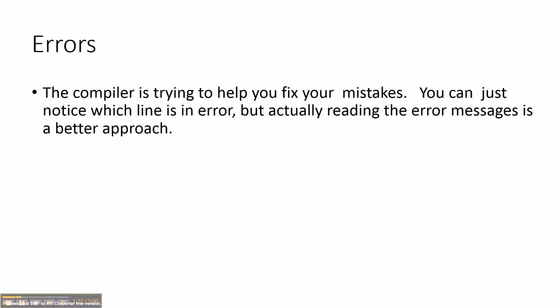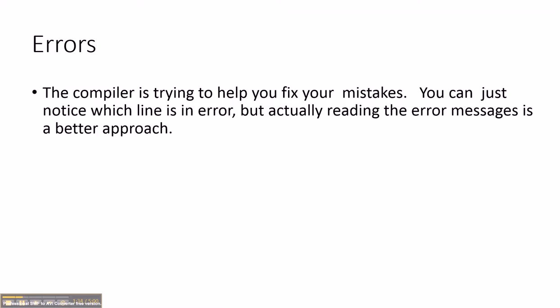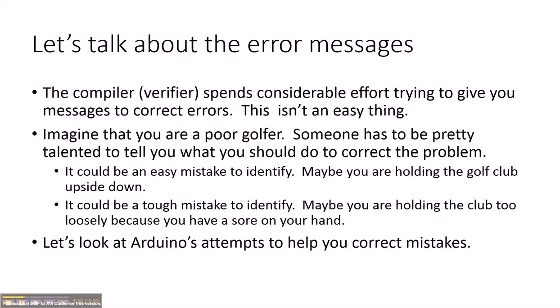And so you can just notice which line is in error, right? So we saw this line highlighted. But if you actually read the error messages, it's going to be more helpful in the long run. The compiler is spending considerable effort trying to tell you what you did wrong. But that's not easy, right?